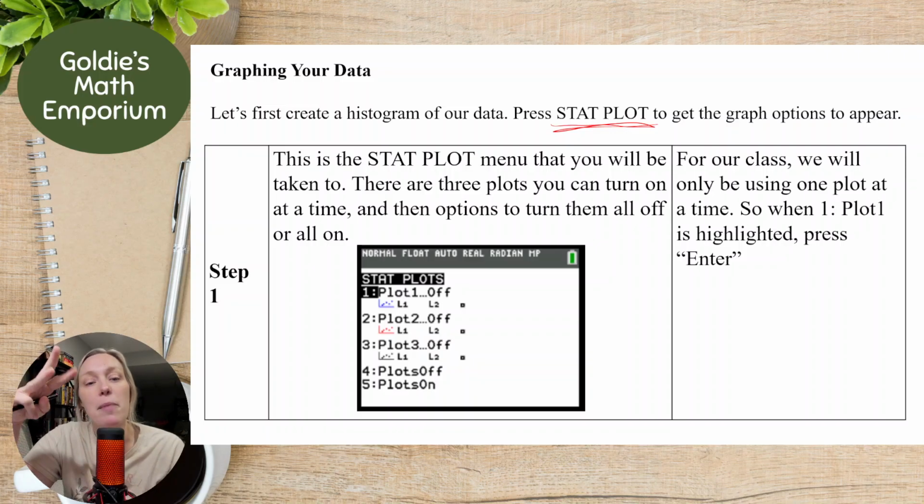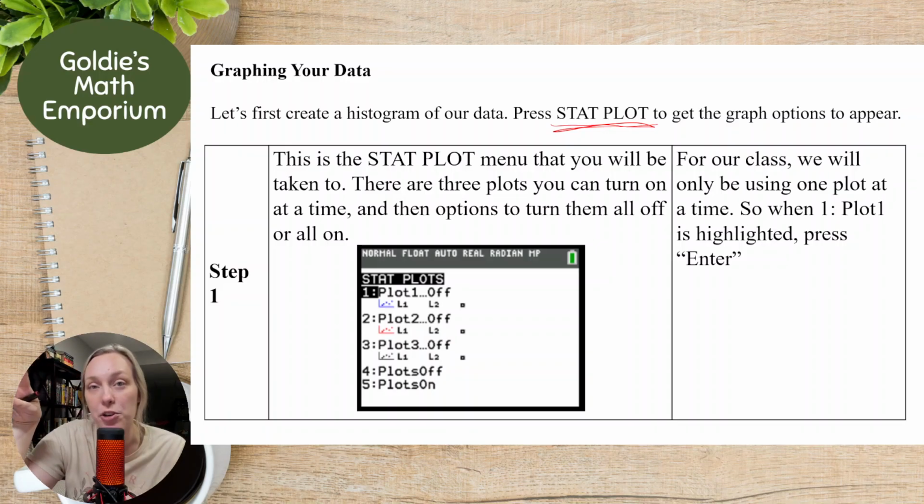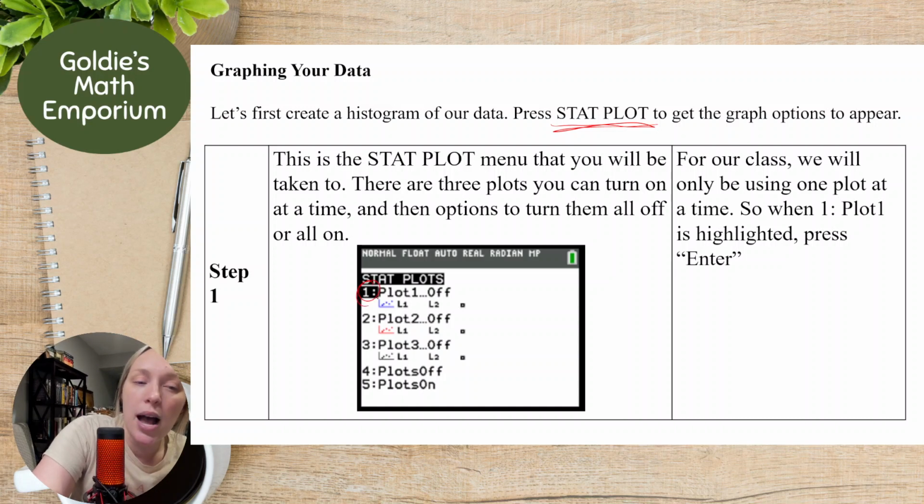Now, if your 3 stat plots are all on, you're going to see 3 different stat plots displayed on your screen. Maybe for different classes you might need that, but in AP Statistics, we really only need 1 stat plot at a time. So we're going to go to number 1, plot 1, and click enter.